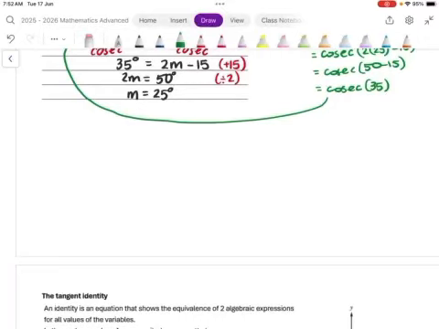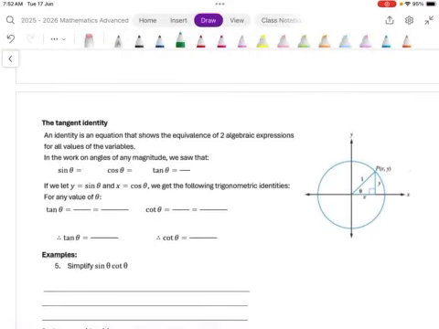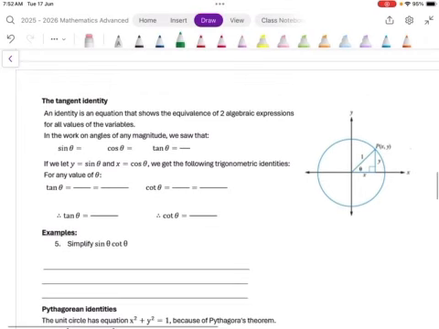Talk about today is just the tangent identity. So an identity is an equation that shows the equivalence of two algebraic expressions for all values of the variables. Now in the last lesson we looked at that in our unit circle we have the angles of any magnitude, and we used our right angle triangle here where we have our angle theta, we have our opposite side is y, our adjacent side is x, and our hypotenuse is 1.